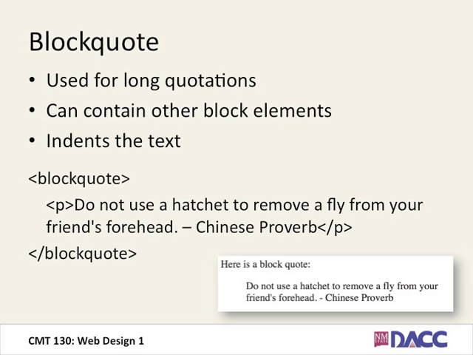Block quotes are used for long quotations. They can contain other block elements like paragraphs or headings. Default styling for a block quote indents the text. In the example, a paragraph containing a Chinese proverb is indented using a block quote.